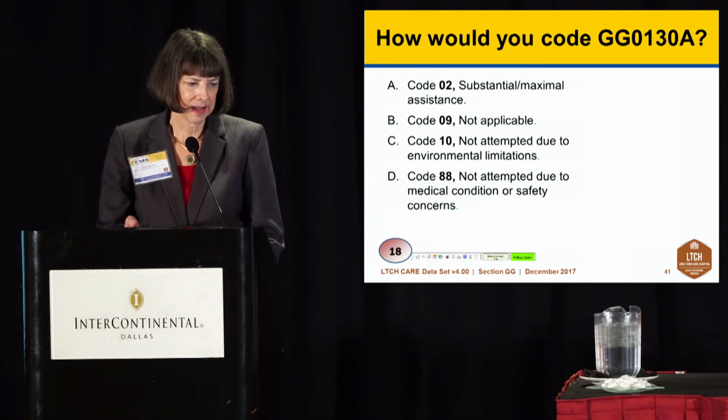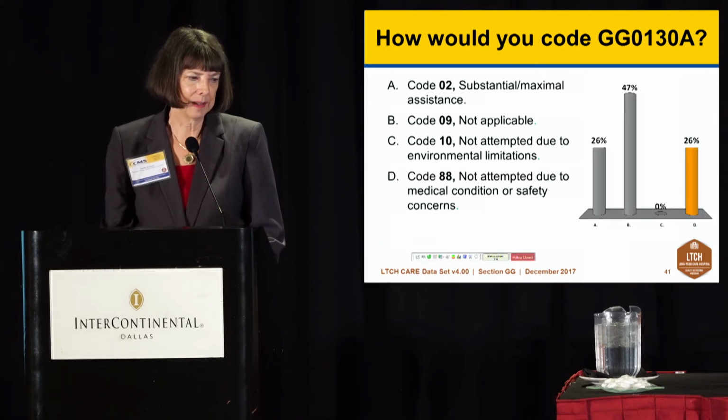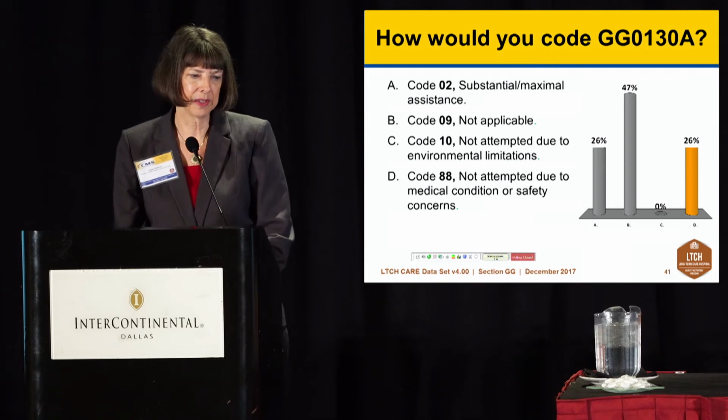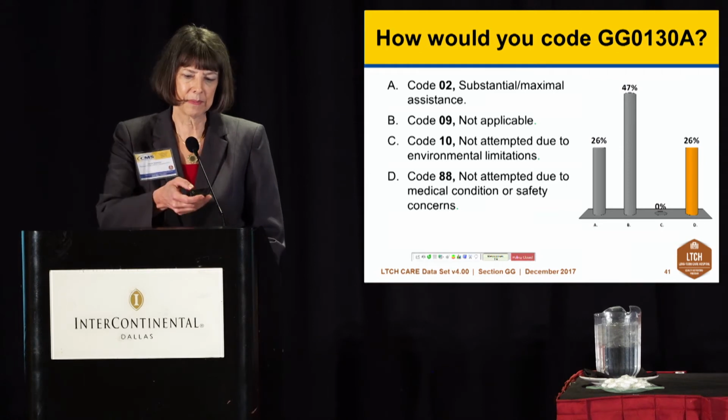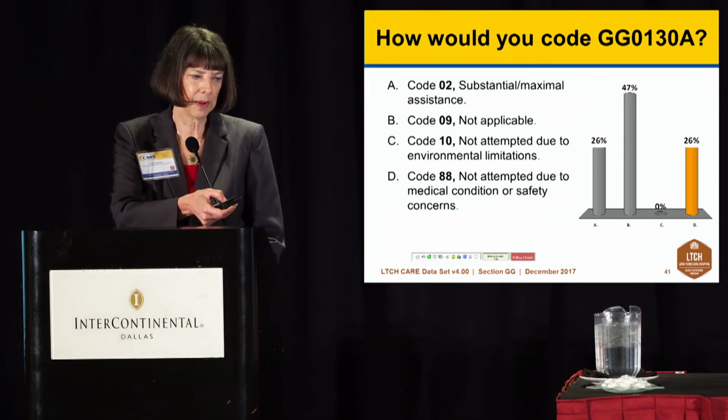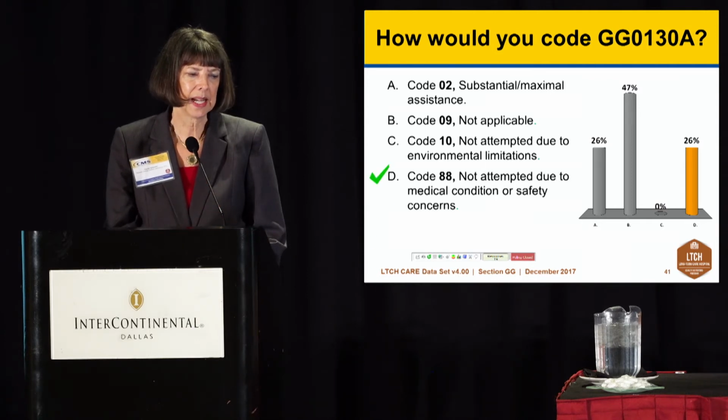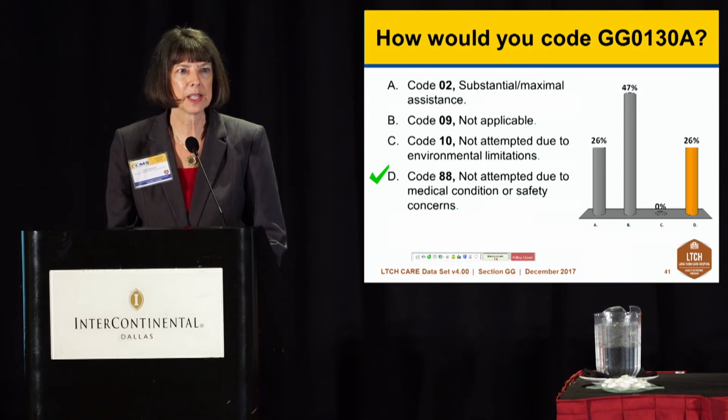Okay, looks like everyone's got their response in. Okay, so we have a number of different responses here. 47% for code B, not applicable, was in there, when in fact it was code D, 88 not attempted due to medical condition or safety concerns. So this gives us a real opportunity, and this is obviously a great one to go through with your staff in terms of distinguishing the difference between 09 and code 88.